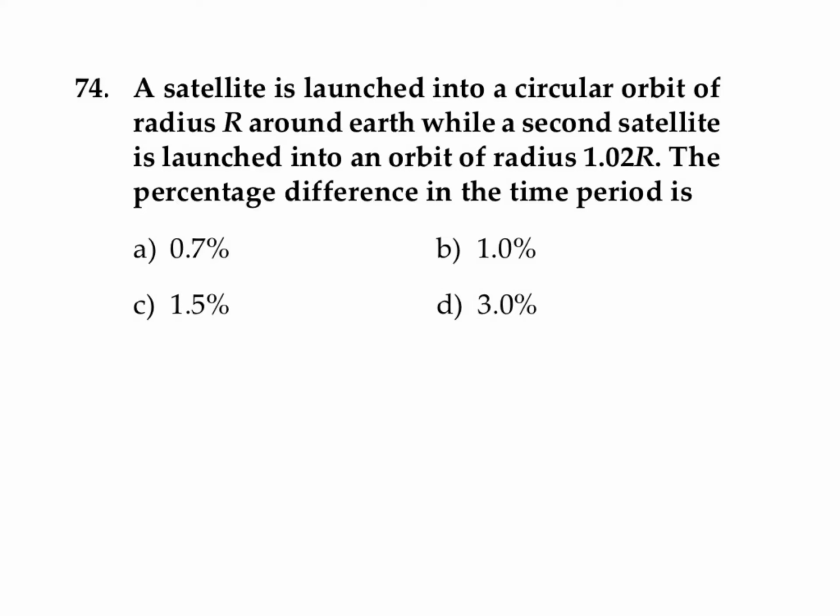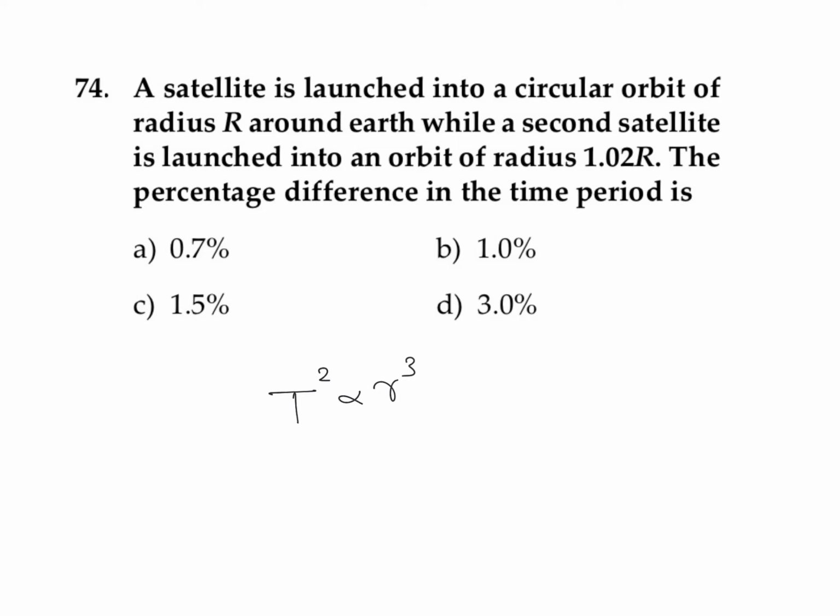In this question, it is given that a satellite is launched into a circular orbit of radius r around the Earth, while a second satellite is launched into an orbit of radius 1.02 r. The percentage difference in time period is. So we know the relation between time period and radius, that is T squared is directly proportional to r cubed.